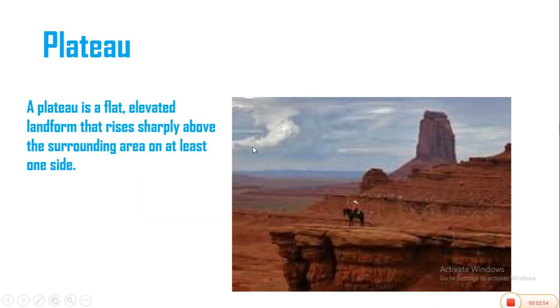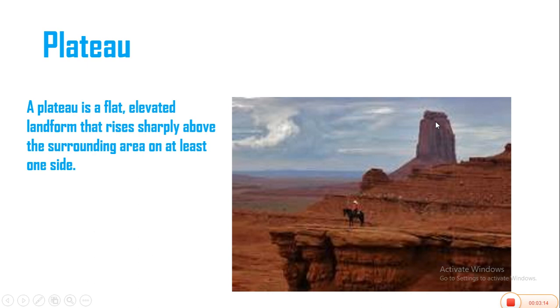The next feature we'll be considering is the plateau. A plateau is a flat, elevated landform that rises sharply above the surrounding area on at least one side. This is a plateau, and you see that this feature is flat, but there are also some elongated areas that rose sharply above the surrounding area. That's a plateau.